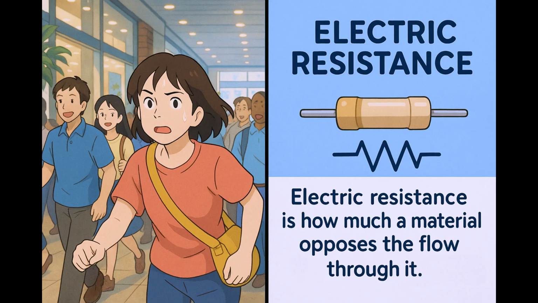In this analogy, the crowded mall represents the material. The people are like the atoms or obstacles in the material, and your attempt to walk through is akin to the electric current trying to pass through. The more crowded the mall, the higher the resistance you face, just as denser materials have higher electrical resistance.